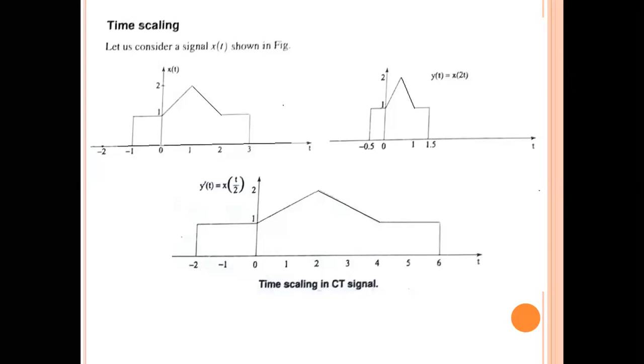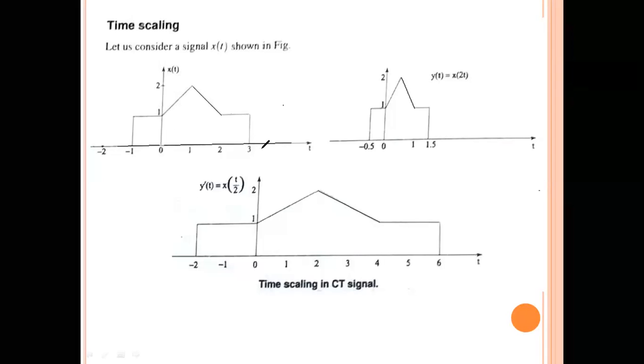Okay, now see here. The basic signal x of t is this one, which is defined from -1 to +3. Please do remember the shape of the waveform also. Now you are asked to draw x of 2t. What is the starting point here? -1. What is the ending point here? +3.